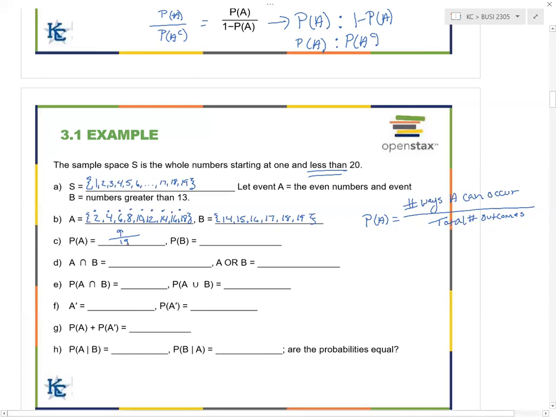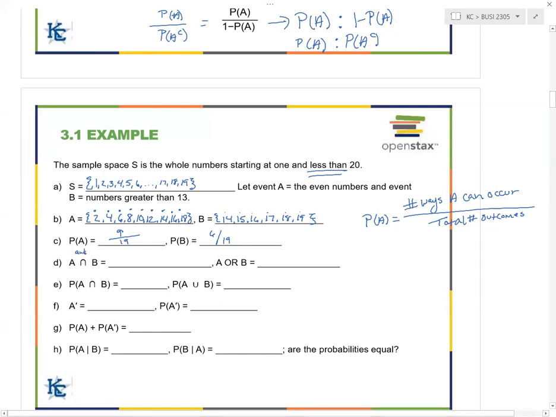So the probability of B, again, it's the total number of B outcomes, so 1, 2, 3, 4, 5, 6, over the total number of possible outcomes, so the total number that's in the sample space, which is 19. Okay. A intersect B. Remember that the intersect means the word and. So it has to be in A and B.